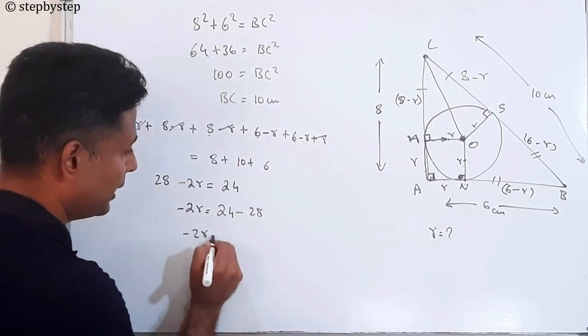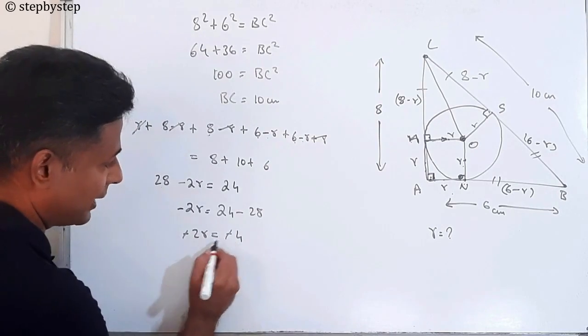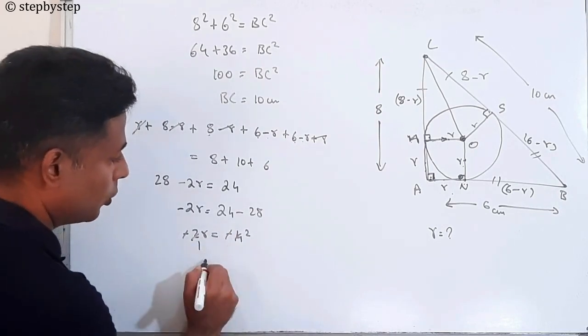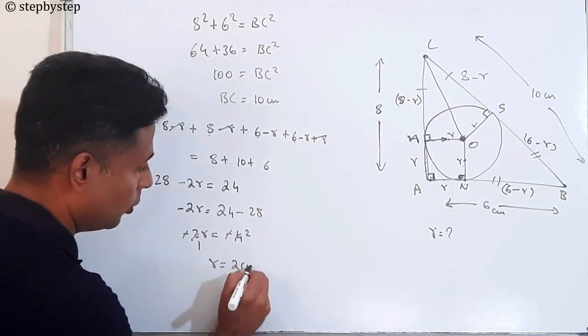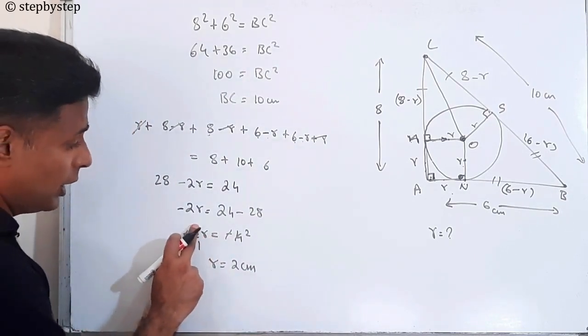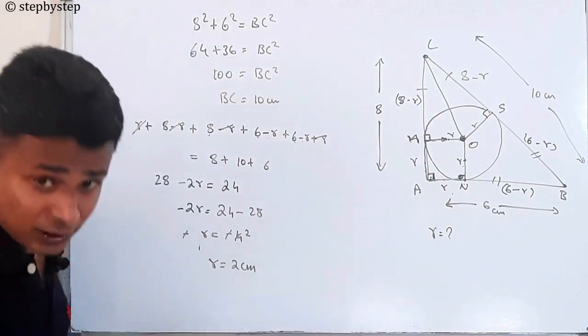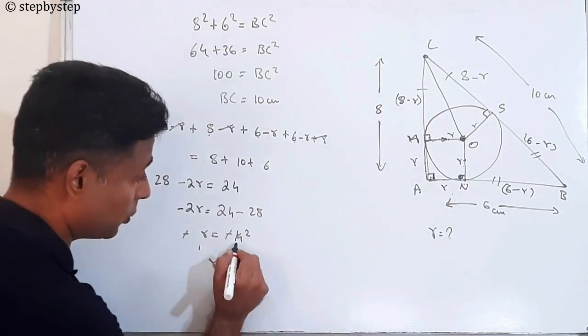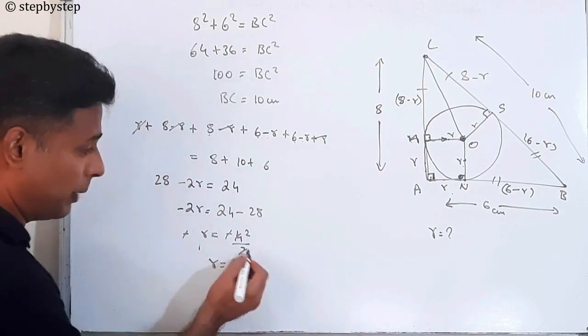So we get minus 2R equal to minus 4, the minus sign cancels, then 2 ones are 2, 2 twos are 4, so we get R equal to 2 centimeters. I hope you understood how I cancelled this 2 and this 4, because when I transpose this 2 on the other side, it becomes divided by 2.